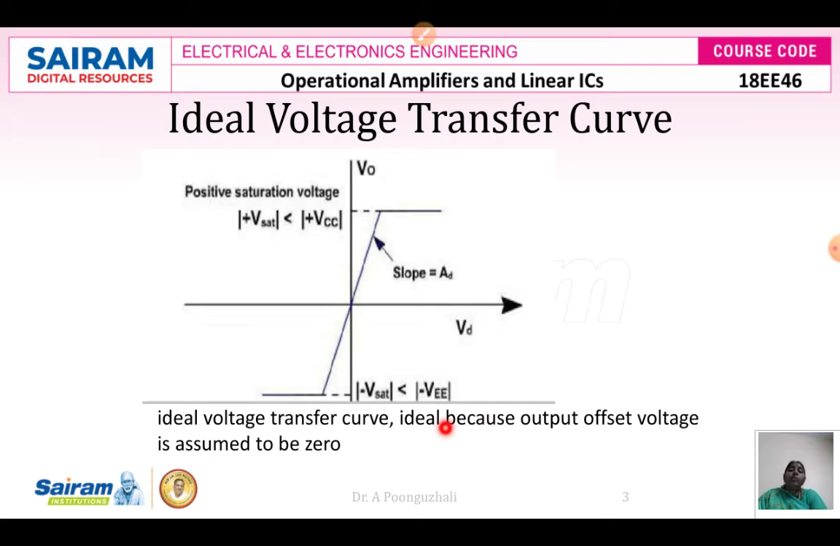So what we should remember is, if I give a supply voltage, the saturation voltage will be slightly lesser than the supply voltage. So plus VSAT is going to be less than plus VCC, and for minus VEE, minus VSAT is going to be greater than your minus VEE.